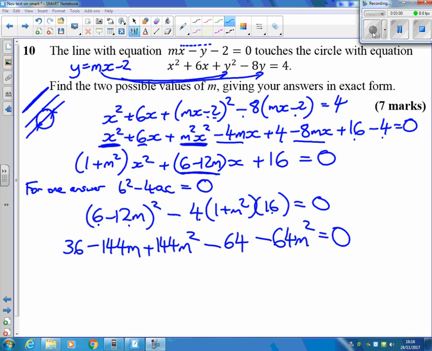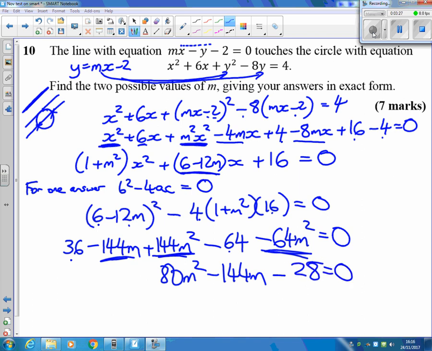Right, where are we now? So I've got the m squareds here, 144 take away 64. That's 80m squared. Then I've got minus 144m, they're the only m's we've got, aren't they? And finally I've got 36 take away 64, and that will be minus 28, won't it? Equals 0.